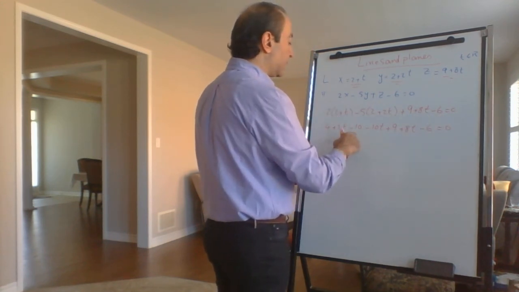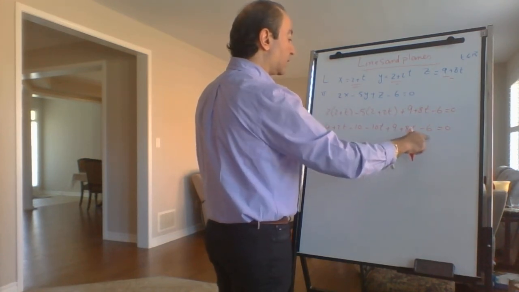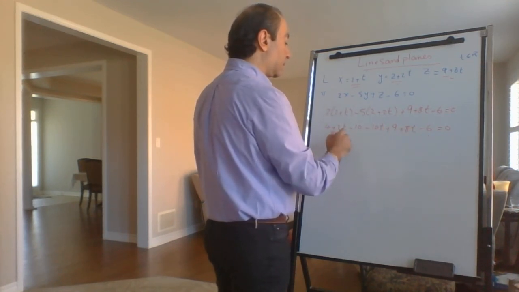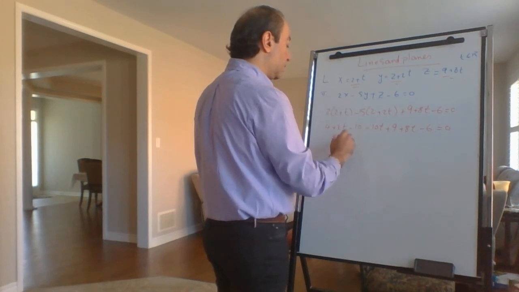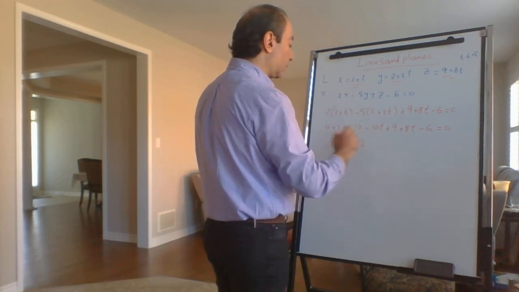4 minus 10 is negative 14, and yes, no, 4 minus 10 is negative 6. Negative 6 and negative 6, that will be negative 12. So 2t and 8. So we have 0t equals, again, negative 6, so 12.